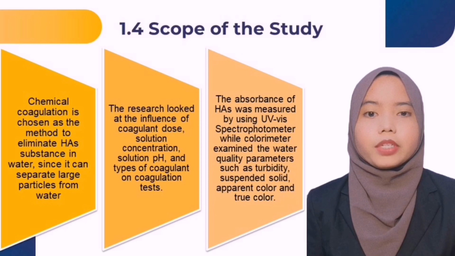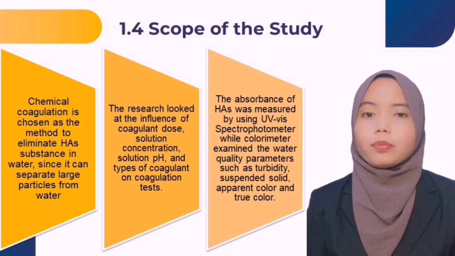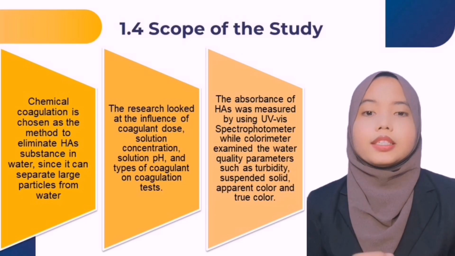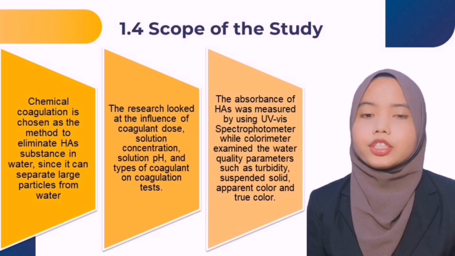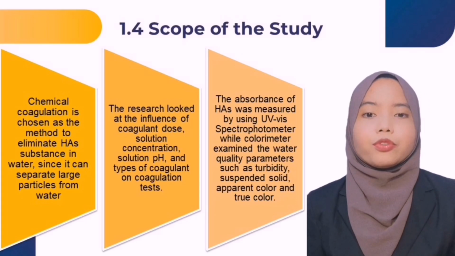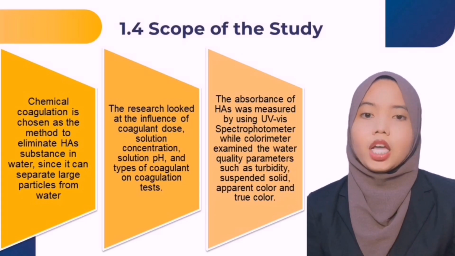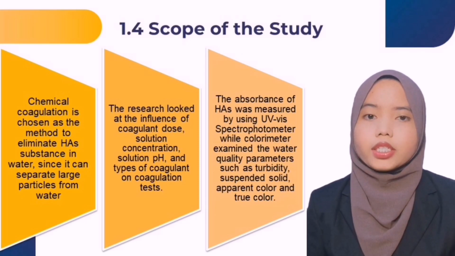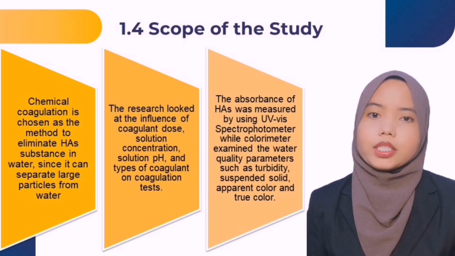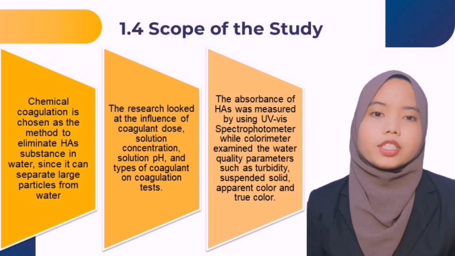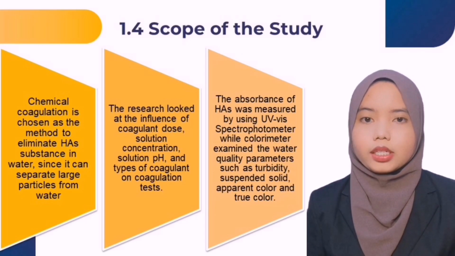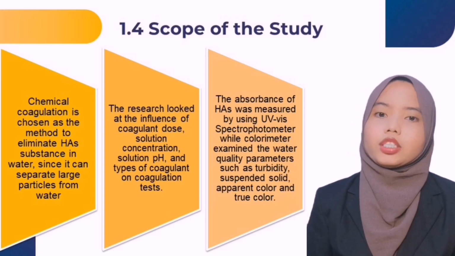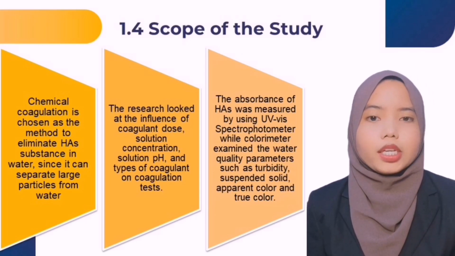A coagulant must be applied to the solution to neutralize either a positively or negatively charged effluent for this treatment step to occur. This study carried out several experiments to determine some of the parameters when removing humic acid from surface water, such as coagulation tests for dosage, concentration, pH, and types of coagulant. Other than that, the absorbance of humic acid was measured by using a UV-Vis spectrophotometer. Lastly, a colorimeter was used to examine the water quality parameters, which are turbidity, suspended solid, apparent color, and true color.